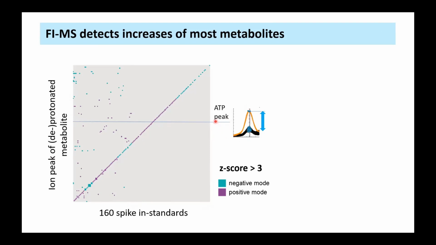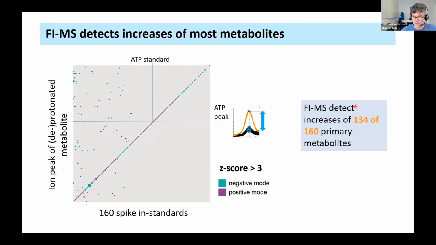Everything in gray would be the signals that we get from the baseline, the E. coli extract, so nothing happens. Then only in one sample do we get this significant increase where the Z score is higher than 3. This is the sample on the diagonal, the sample with the ATP standard spiked in. So we sorted the samples so that this always matches on the diagonal. Based on that, we can say we get these significant increases for 134 out of 160 of our metabolite standards, but there's a big but.